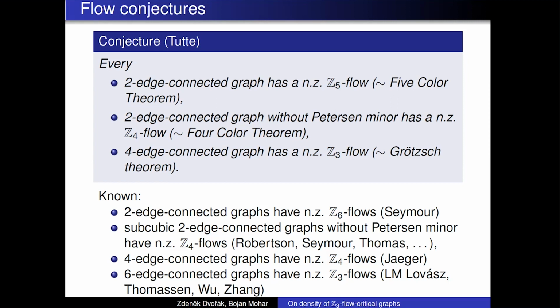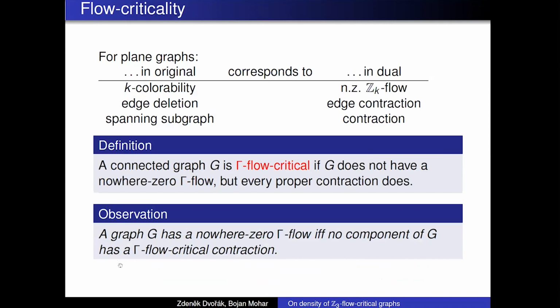Okay, so as we have seen, this study of critical graphs and their density is quite useful in the coloring setting for various coloring problems. So can we somehow use something like that in the setting of flows as well? Well, how would you define the flow criticality? Obviously we want this duality for planar graphs to guide us here.